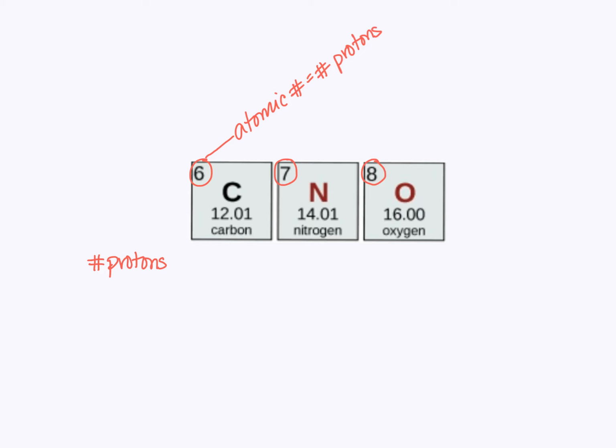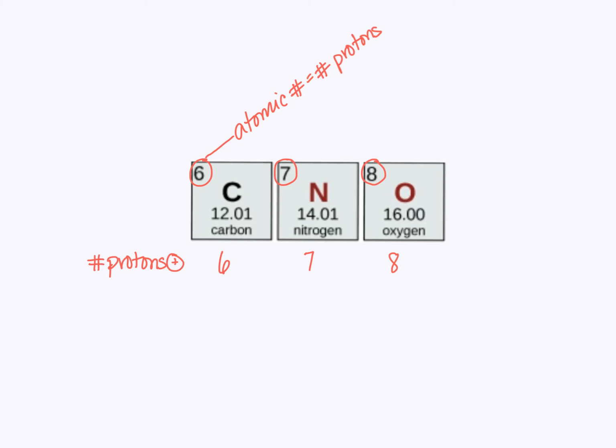And remember that protons are positively charged, so I like to write a little plus sign to remind myself of that. So carbon has an atomic number of 6, so carbon has 6 protons. Nitrogen has an atomic number of 7, so nitrogen has 7 protons. Oxygen has an atomic number of 8, which means that oxygen has 8 protons.